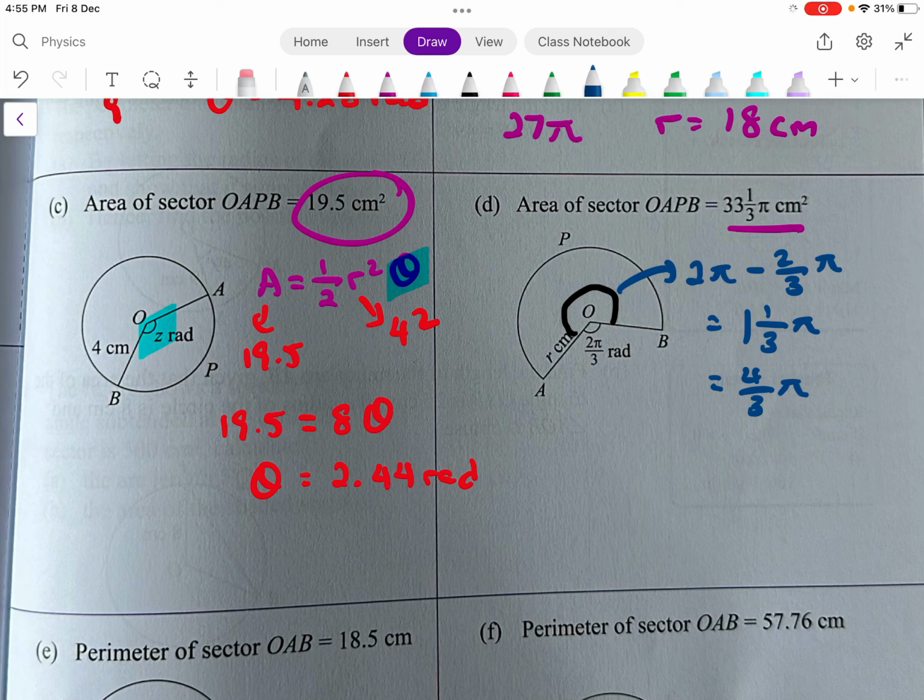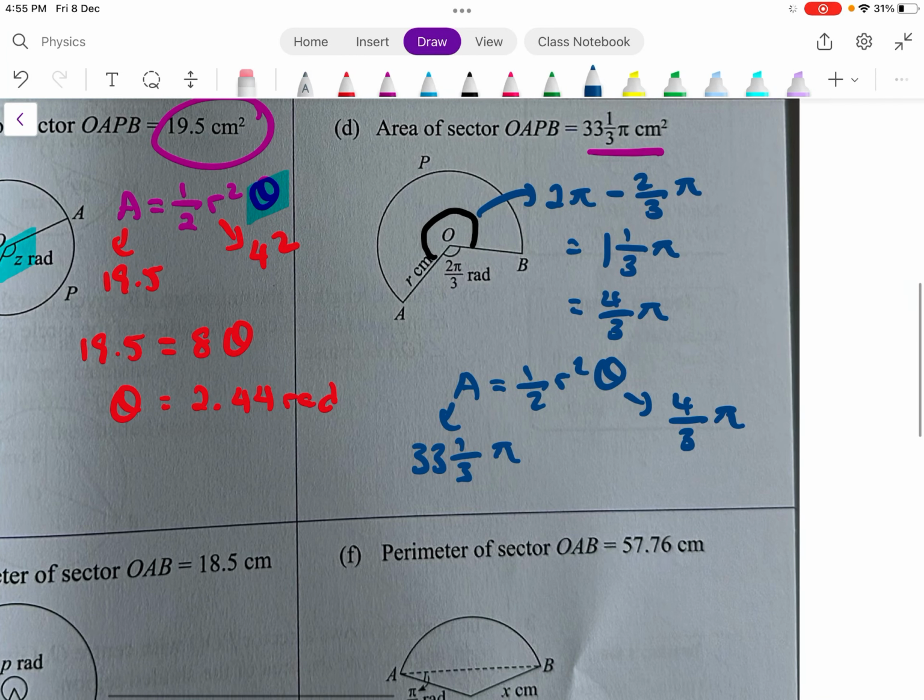So of course, the second formula, A equal to half r square theta. So what is my A? My A is 33 1/3 pi. What is my r? Okay, r I want to find. So theta is, I know already, 4/3 pi. Of course, this one needs a bit of manipulation because of the r square theta. So what is our r square? Let me just do a quick one: 1/3 divided by 0.5 divided by 4/3. Okay, my r square is about 50.